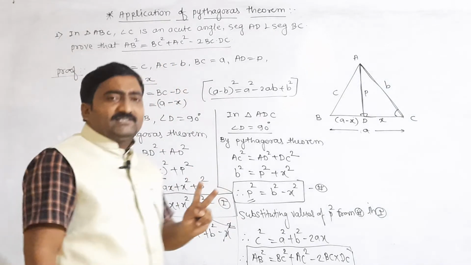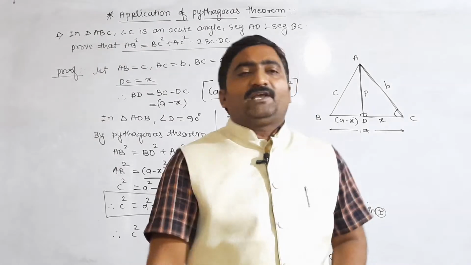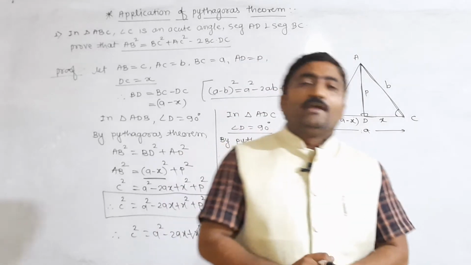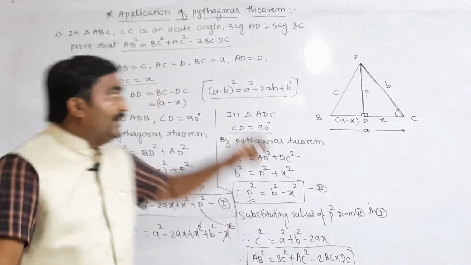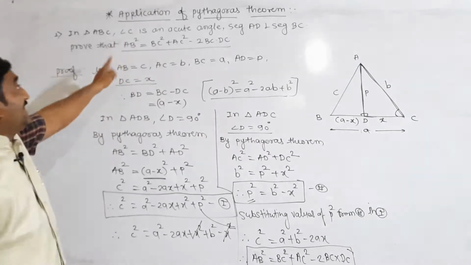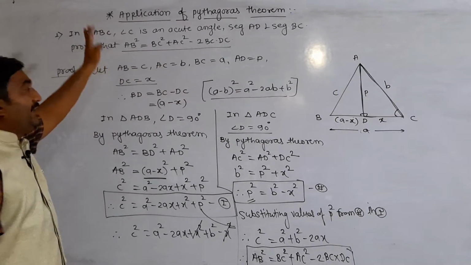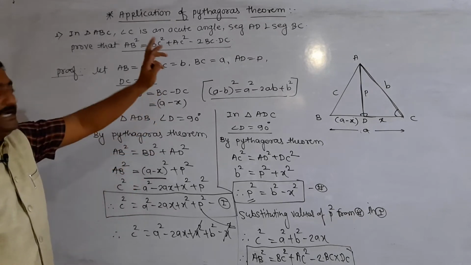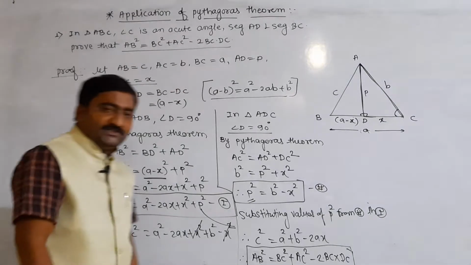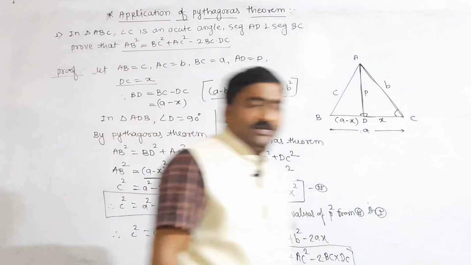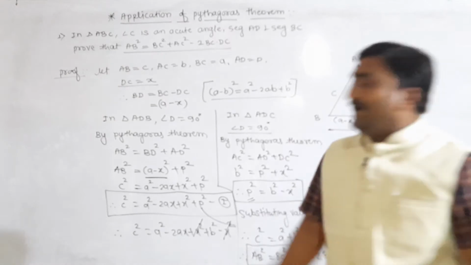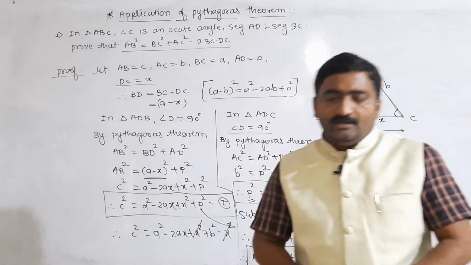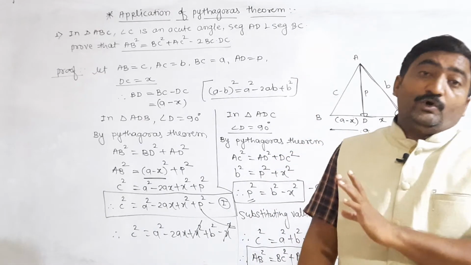These two things are very important for the next application, that is called Apollonius theorem. In your examination, Apollonius theorem is very important. But before that, we have to study the first application of Pythagoras theorem. When in a given triangle, angle C is an acute angle and segment AD is perpendicular to segment BC, then we can say that AB square is equal to BC square plus AC square minus 2BC into DC.